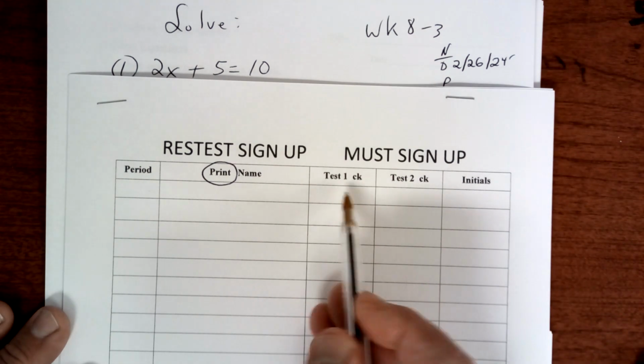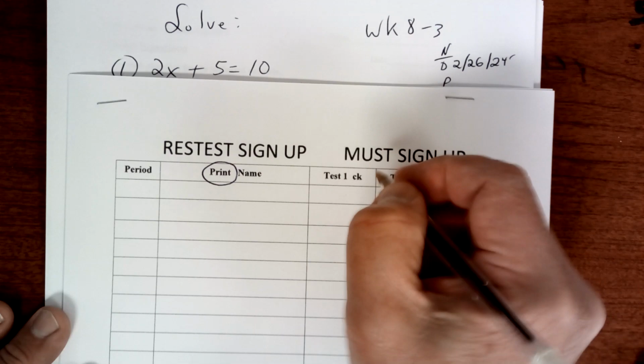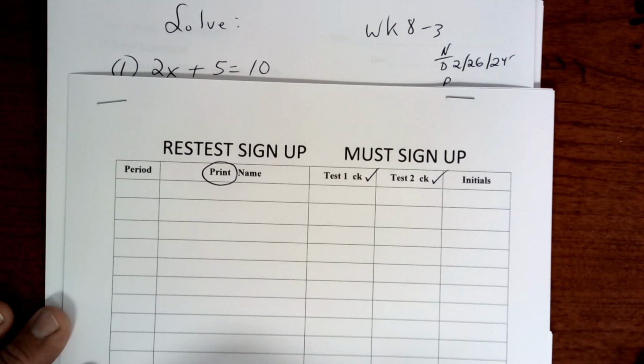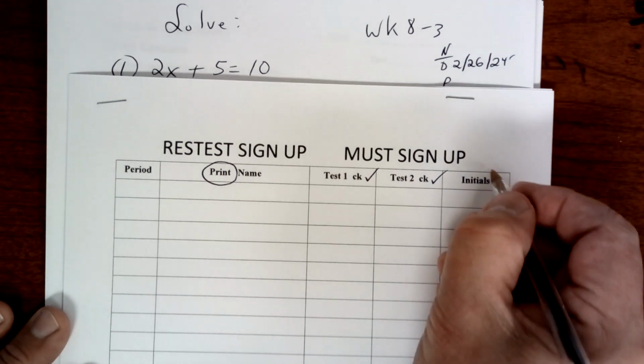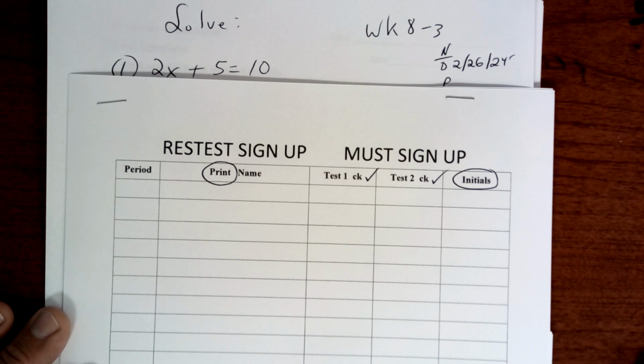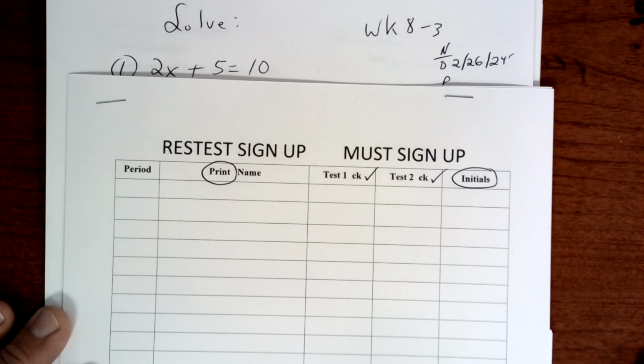You check if you want test number 1 or test number 2. And if you want them both, put them both. And then you need to initial it, just with your initials. Okay? Make sure you print it. Make sure you put what period and what test you need. It's going to be on the wall.